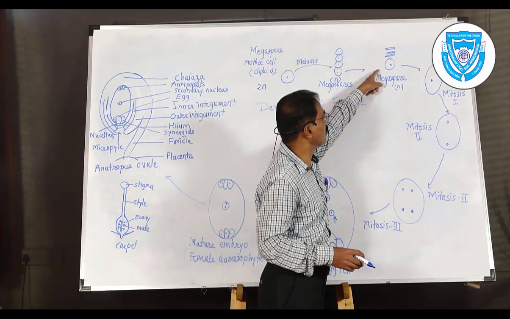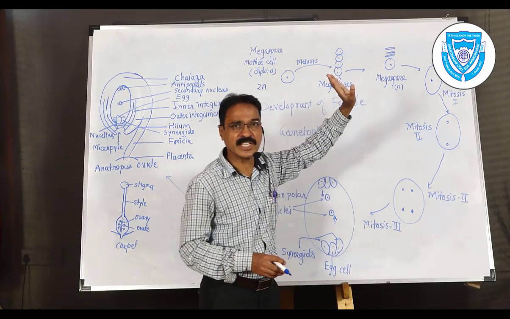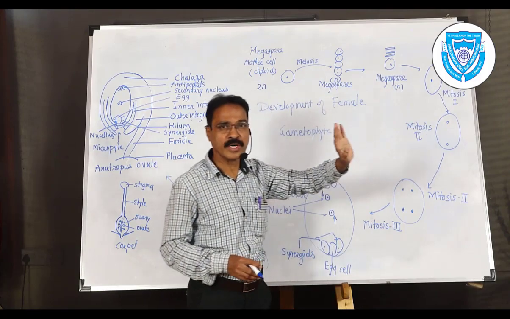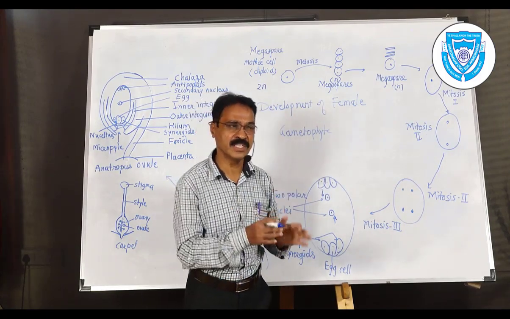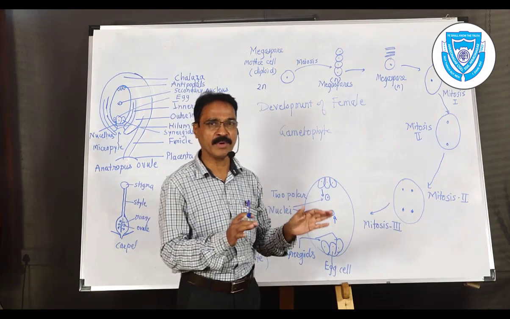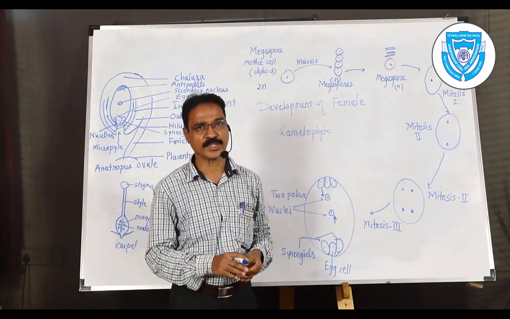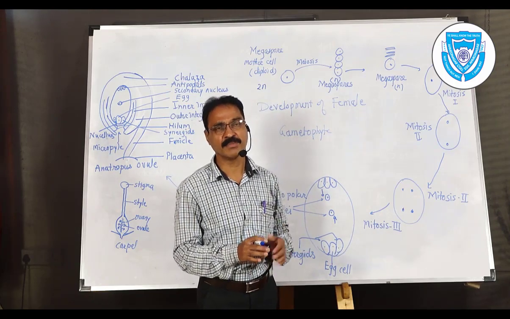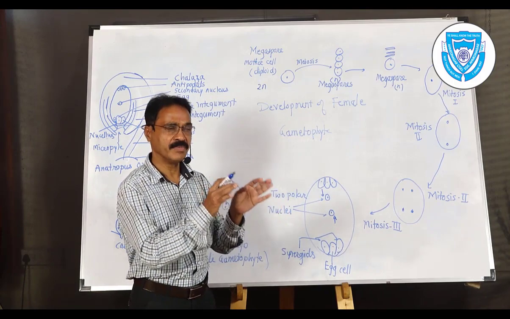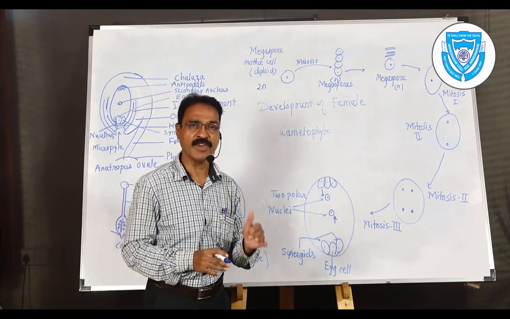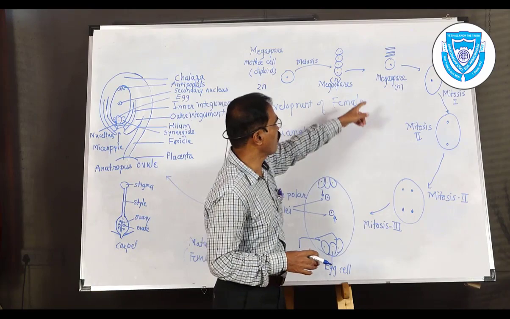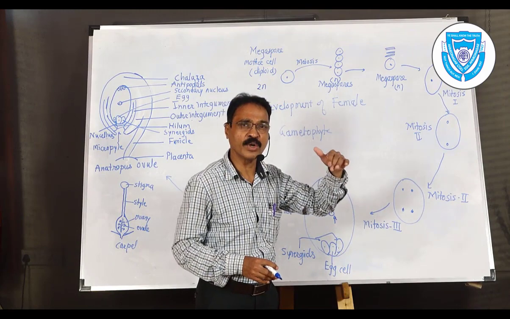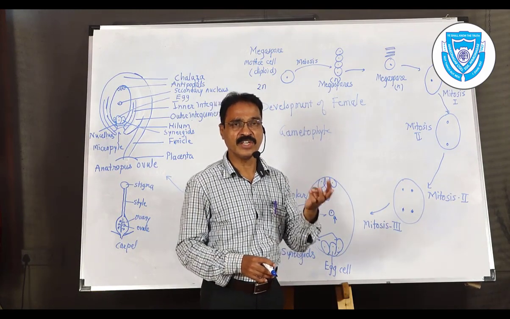Then after the degeneration of these 3 cells, only one functional megaspore is there, which undergoes repeated cell division. But now this cell division is not meiosis. It never happens again, but it undergoes mitosis. Mitosis is the equational type of cell division, that means the chromosome number, whatever is present, remains as it is. So come to the point, this megaspore now undergoes 3 rounds of mitotic cell division.